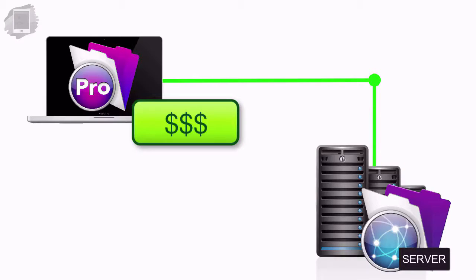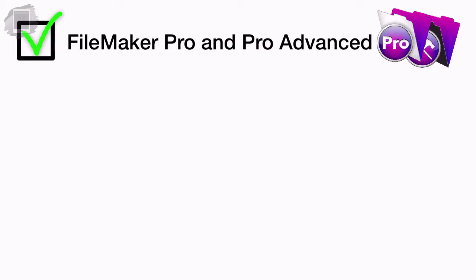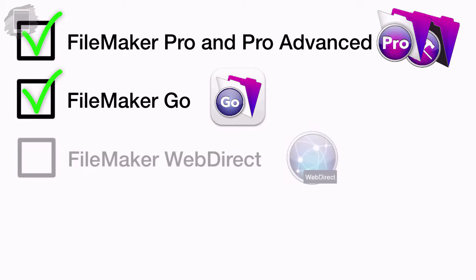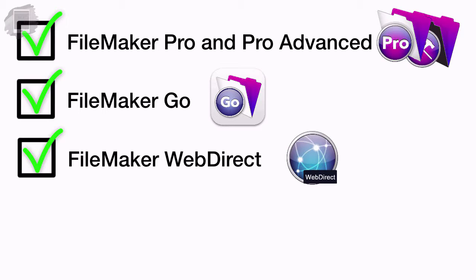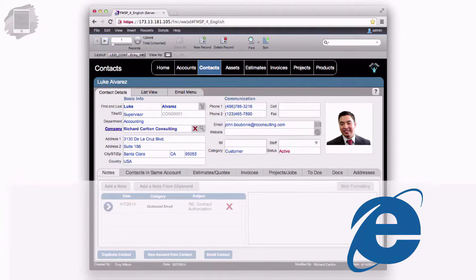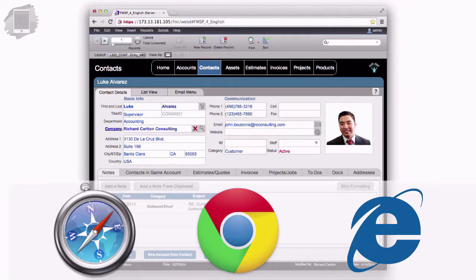Therefore, they get access to FileMaker Server without any additional fees. So far we've discussed FileMaker Pro and Pro Advanced on Mac and Windows, FileMaker Go on iOS for iPhone and iPad, and there's a third client that's available, which is brand new to the platform, called FileMaker WebDirect. WebDirect is a browser-based client that was first introduced with the FileMaker 13 platform. Now you access WebDirect by using a modern browser like Internet Explorer, Google Chrome, or Apple Safari.